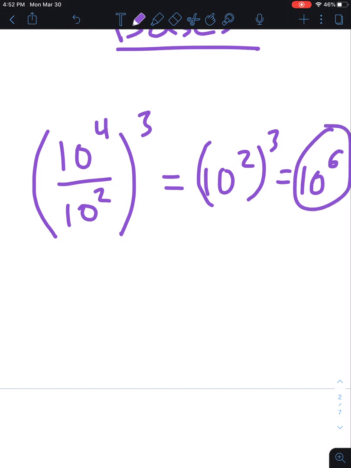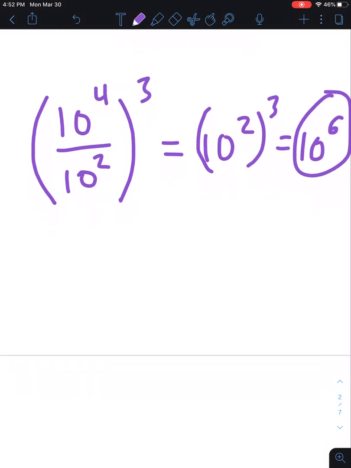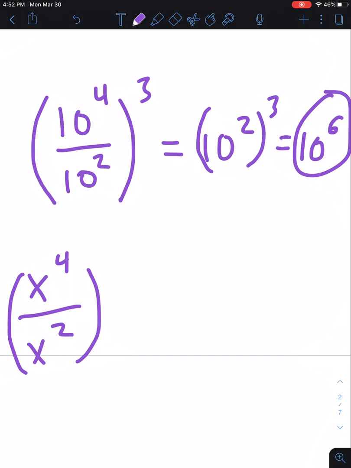So let's try something here. Let's change something about this problem. Let's say we've got x to the 4th divided by x to the 2nd, all to the power of 3. Now x is a variable. We don't know what the number is. Let's see how this changes our problem. So what are we going to do first? Well, we can use the quotient rule because we've got that division bar, so we can do 4 minus 2. We'll get x squared again, all to the 3rd power.